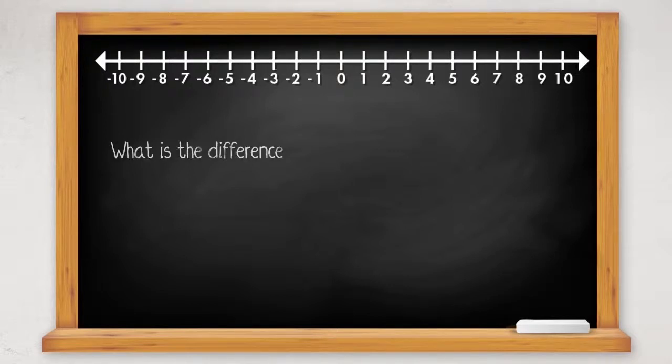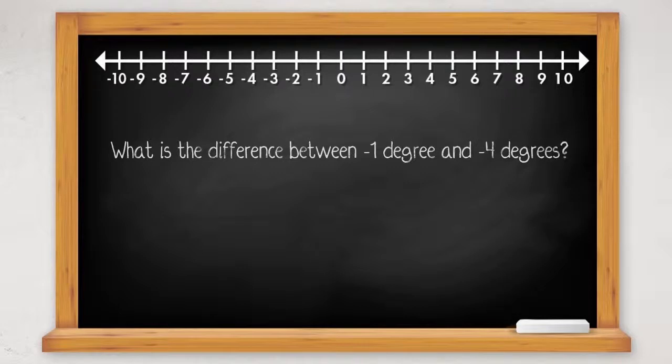What is the difference between -1 degree and -4 degrees? The word difference in a question means that we need to subtract. So we would need to work out -1 minus -4. If we look at the number line, -1 is here, -4 is here. The difference between them is 1, 2, 3, so the answer is 3.